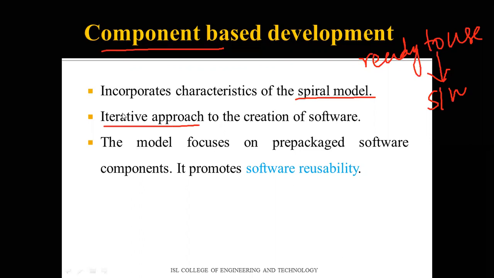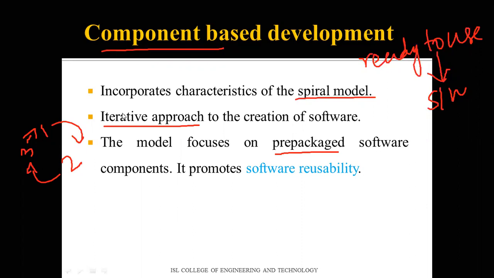Now what is an iterative approach? It keeps continuing the cycle until the entire software is complete. Suppose you follow the first step, then the second, then the third. These will be followed until the entire software is developed. Now this model focuses on pre-packaged software components. Suppose different libraries and different packages are available. You can make use of those predefined, pre-built packages.